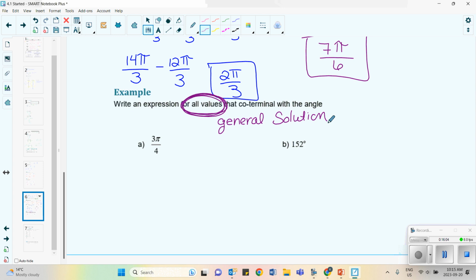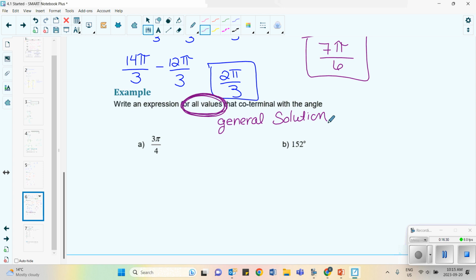8 pi over 4. But let's not even worry about fractions. What's the full rotation in radians? 2 pi. Okay, so what we know is we have to add 2 pi to this to get to a coterminal angle. That's just the premise of this. But we're saying for all values, for infinity and beyond. We call this a general solution.